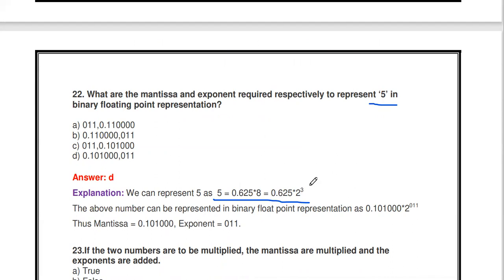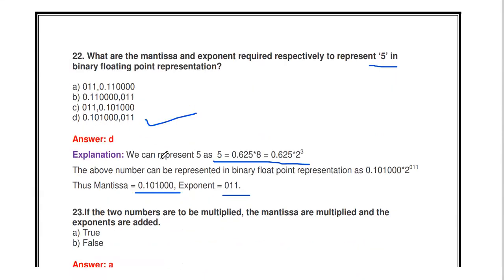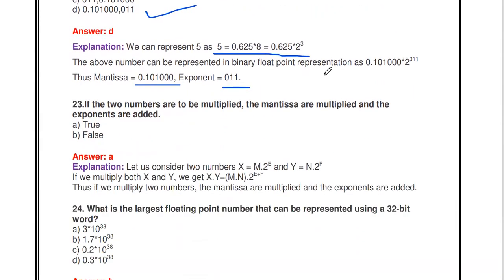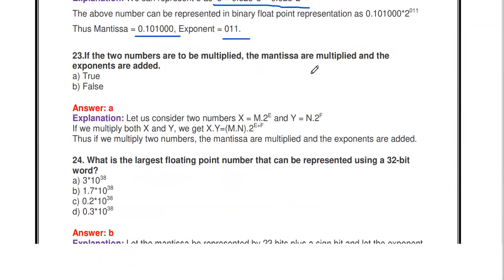Here 0.625 is the mantissa, and 3 is the exponent. So 3 in binary is 011. 0.625 in binary, we will get 0.10100. So the answer D is the answer. This representation is called floating point representation.